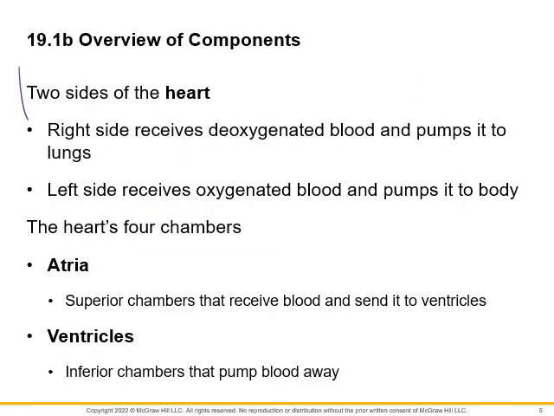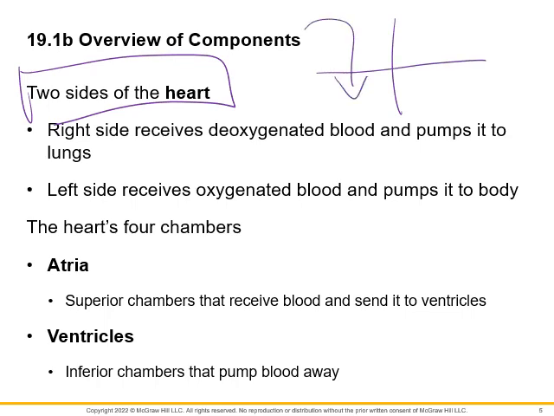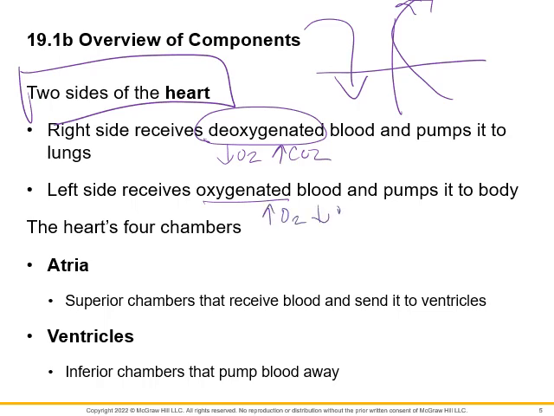Basically, there are two sides of the heart, so sometimes they call it a side-by-side pump. You're going to have blood entering on the right side, and you're going to have blood exiting on the left side. So the right side is going to receive the deoxygenated blood, so that means it's low oxygen, high CO2. And then the left side is going to receive oxygenated blood, so it's going to be high in oxygen, low in CO2. So the atria are the upper chambers, the ventricles are the lower chambers or inferior chambers.